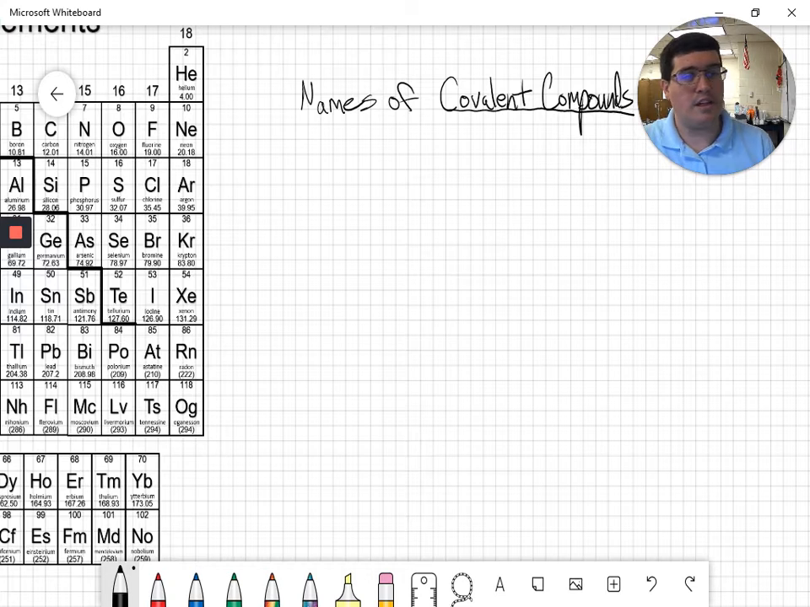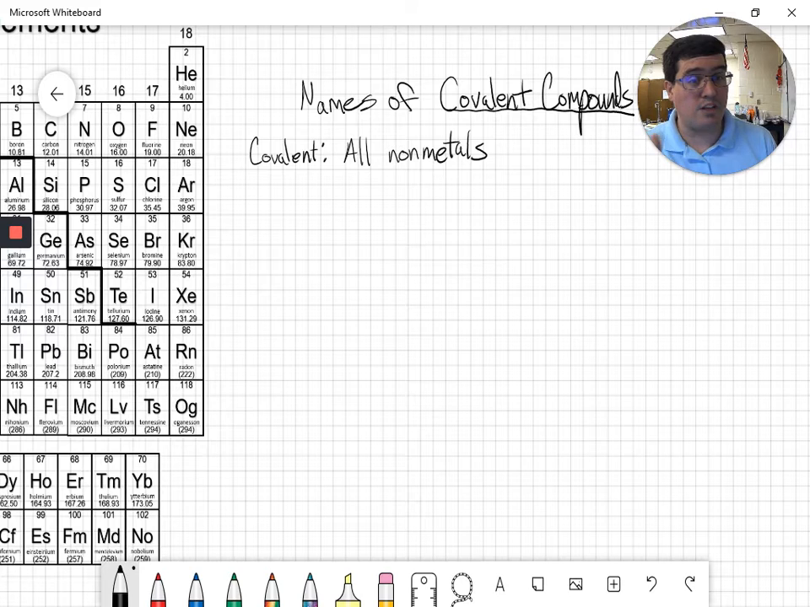The first thing we need to remember about covalent compounds, there's a couple of things you need to remember about them, but number one, they are made of all nonmetals. Now, not all compounds that are made of all nonmetals are actually covalent compounds. I believe tomorrow we're going to talk about at least one compound that is an ionic compound, but it's made of all nonmetals. But all covalent compounds are definitely made of nonmetals.